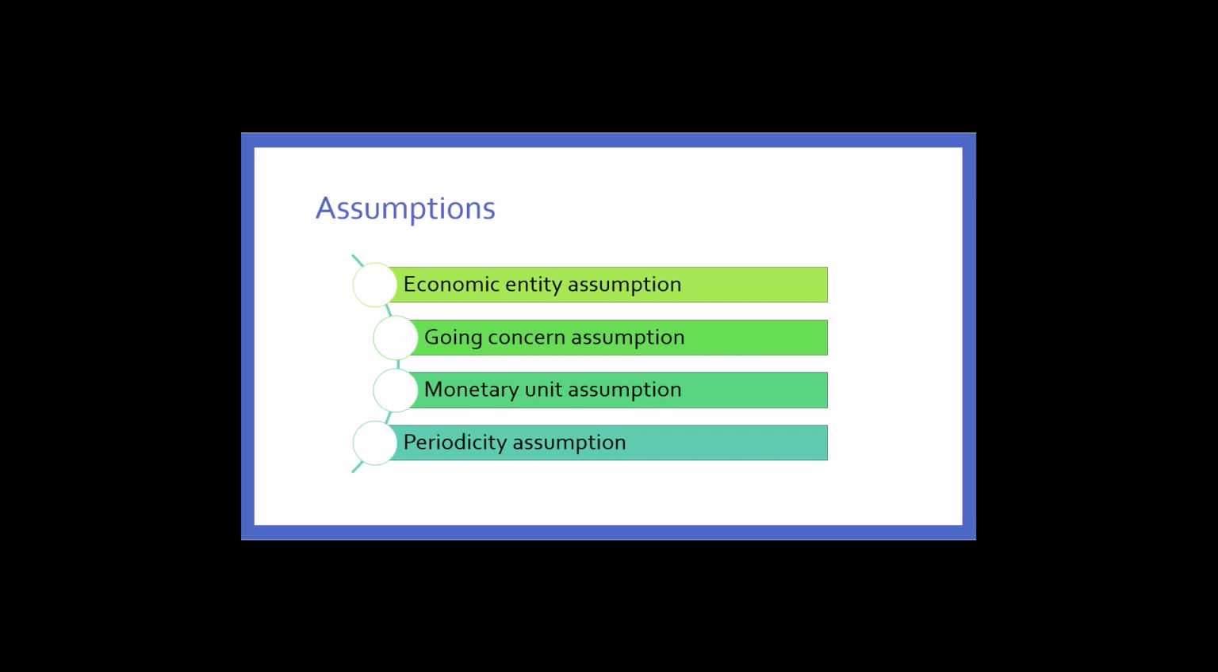The business is its own entity, and anything reported on the financial statements should be specific to the business entity. All right, the going concern assumption. This means that we are going to presume that the business is going to continue operating indefinitely, okay?